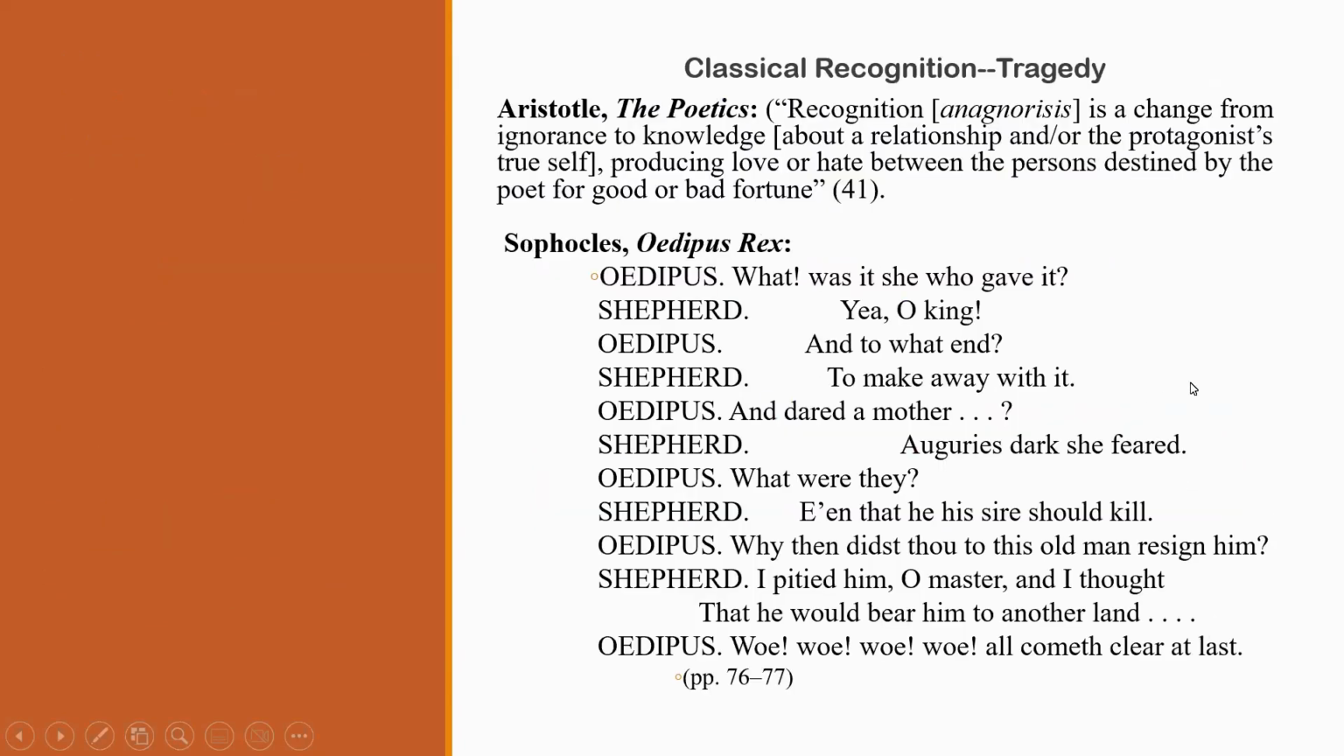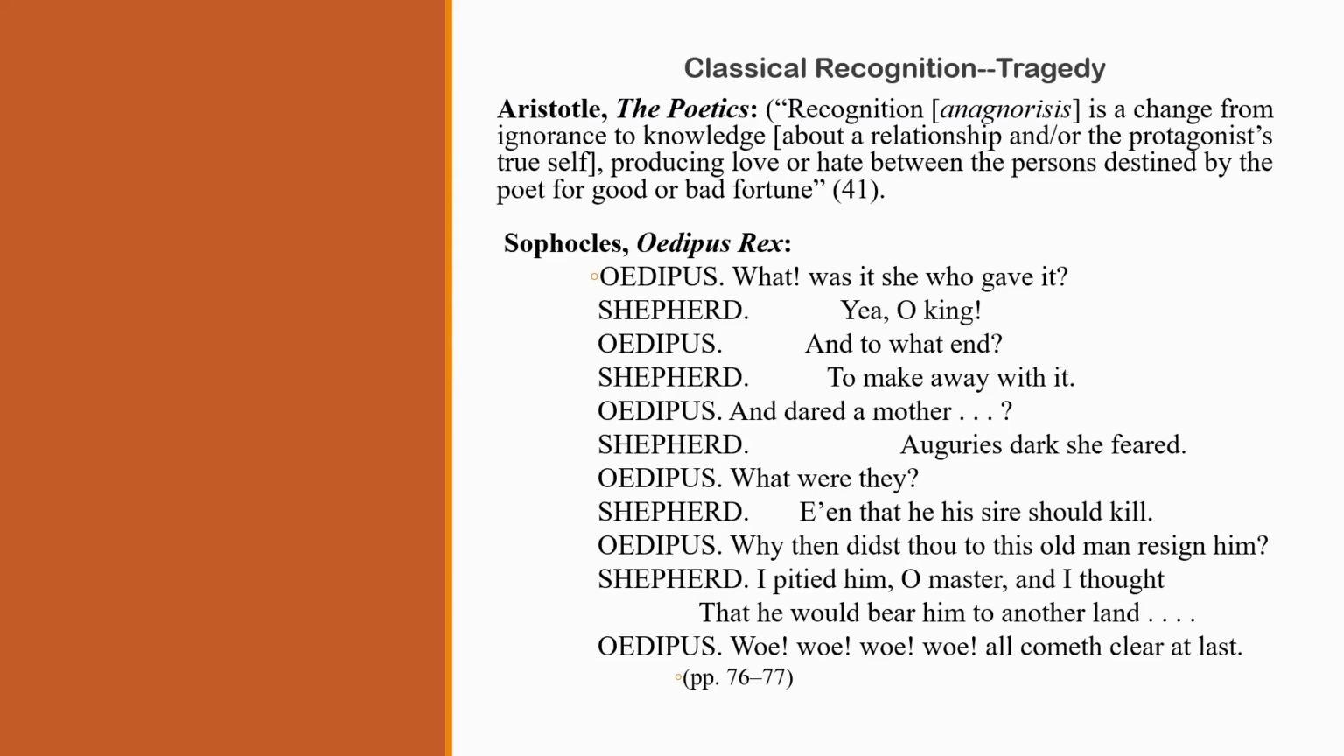The original recognition scene, if there is such a thing as a first in stories, has to be Oedipus Rex by Sophocles. So this is not 18th century, but it's one of the foundational texts that 18th century recognition scenes are working from. So to look at Sophocles, we have to ask ourselves, what do these writers mean by recognition?